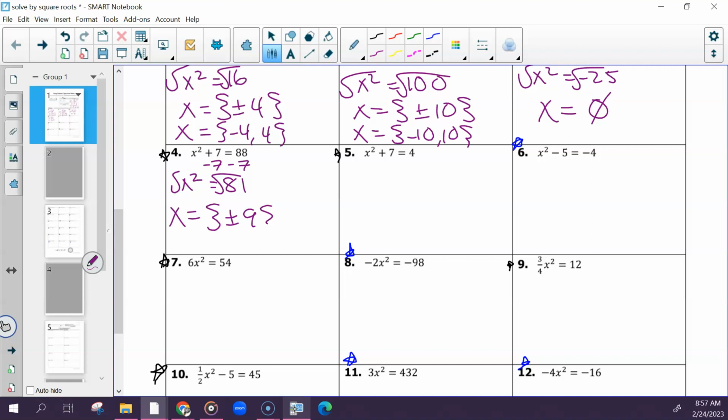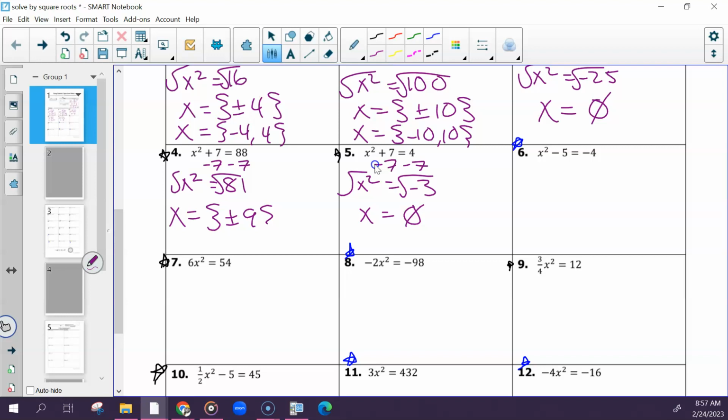For number 5, if we start solving this, what would the answer for this one be? No solution, because you have that negative. Now, we can't assume that until we've isolated it, so make sure you do that first.